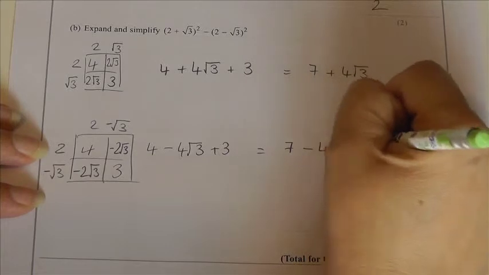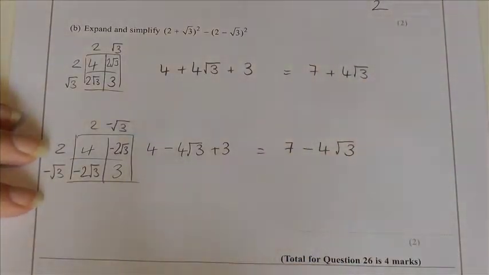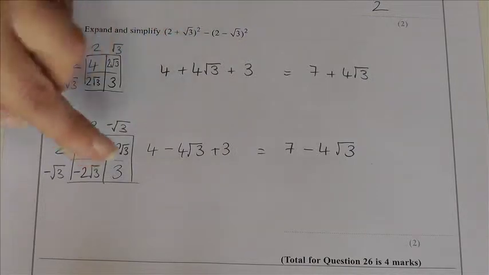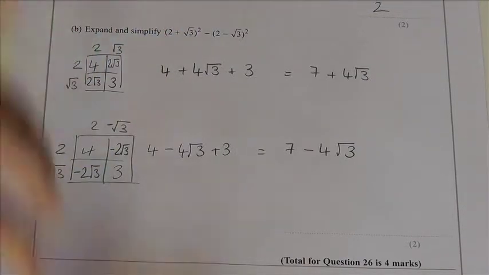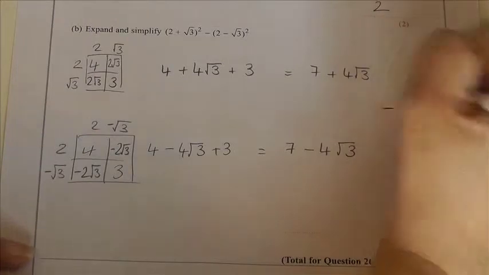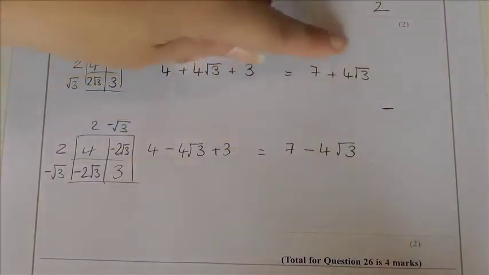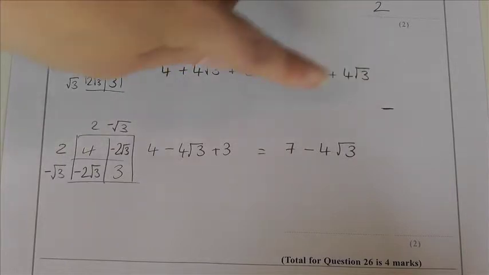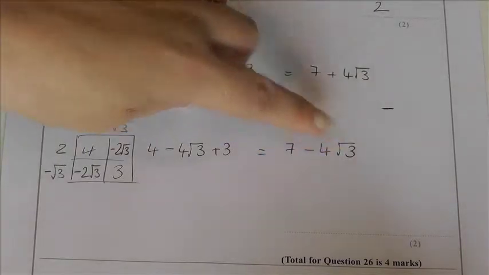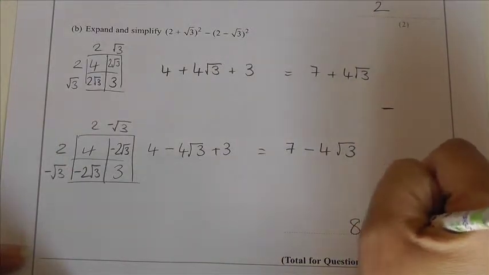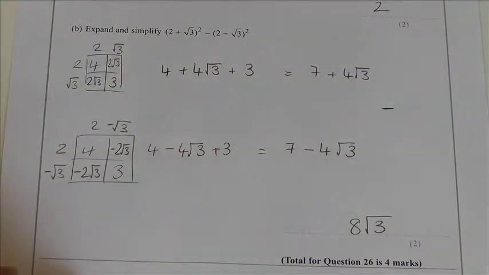Now back in the original question it asked us to subtract the answer to this one from the answer to that one. So that's what I'm going to do. 7 minus 7 gives me 0, and 4 root 3 minus a negative 4 root 3 means I'm going to add them, so my solution is 8 root 3.